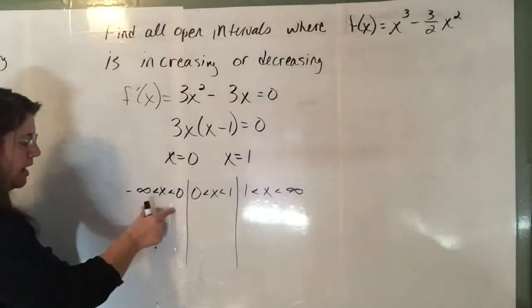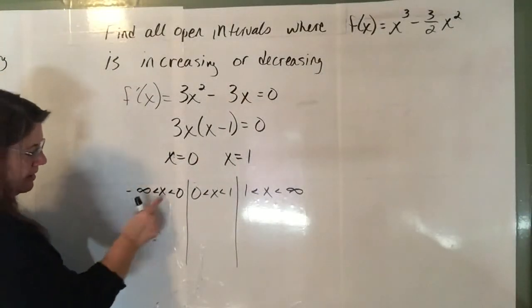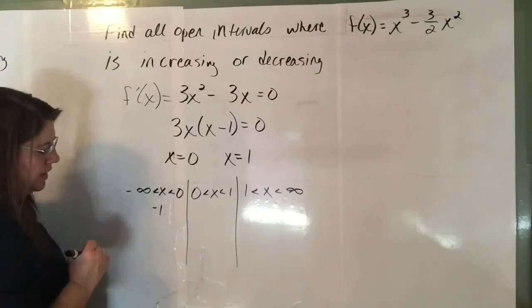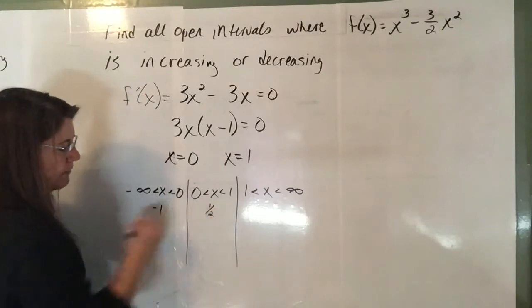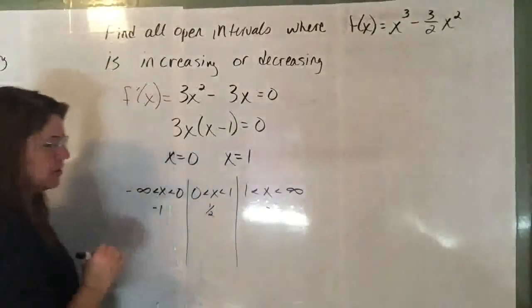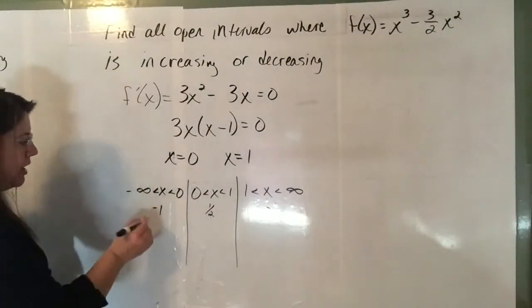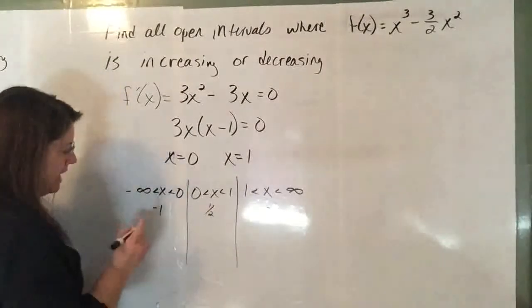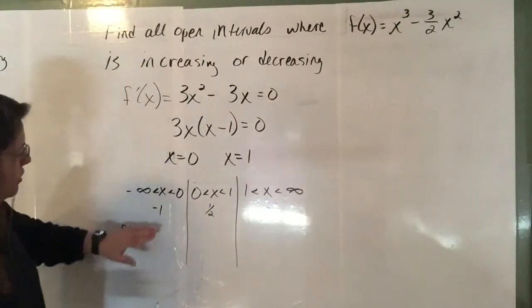So here, what I'm going to do is choose a number within each interval, and a real simple number to choose would be negative 1. I'm going to choose something between this interval, I'll just say 1/2, and I'm going to choose something between this interval, I'll just say 2. I'm going to keep it simple. And then I need to plug these values into f prime. So I'm going to plug those into the f prime function.